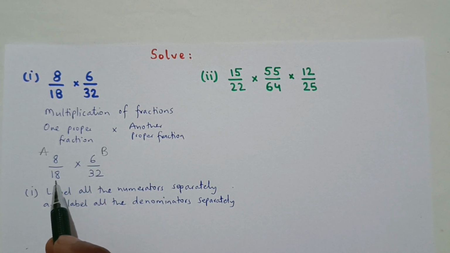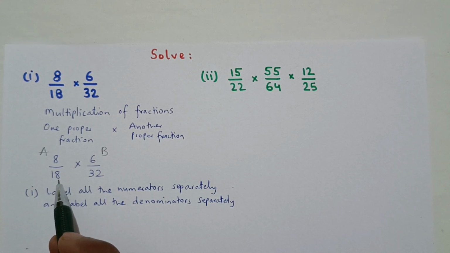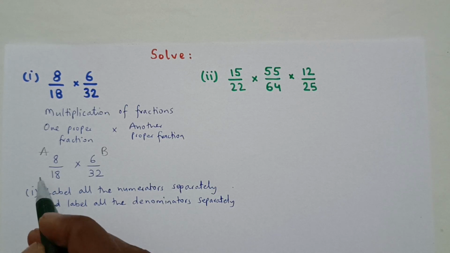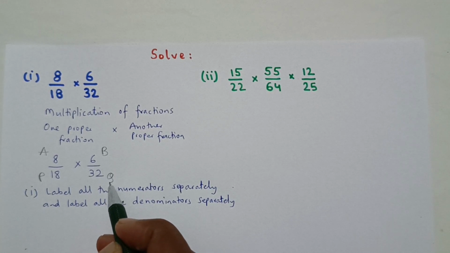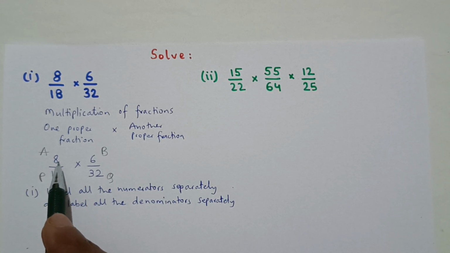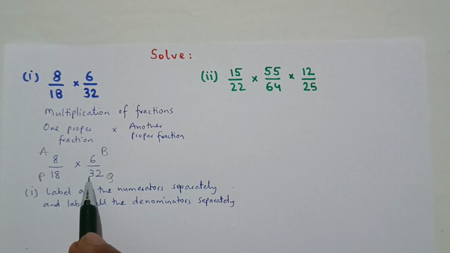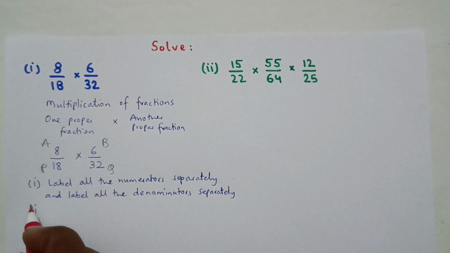And now let us label the denominators separately. So let us say the denominator 18 is P and the denominator 32 is Q. So we have labeled both the numerators separately as A and B, and we have labeled both the denominators separately as P and Q. Now step number 2.